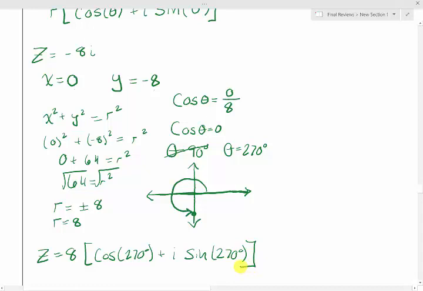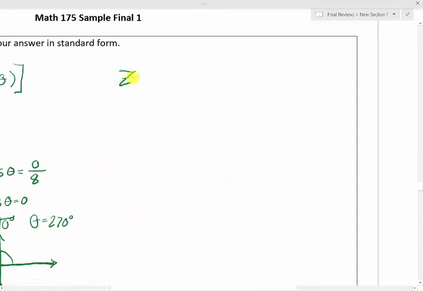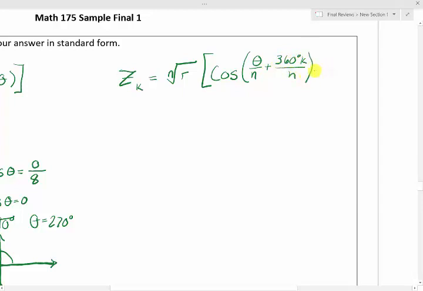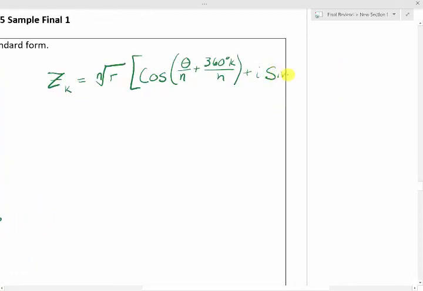This isn't actually what we need for this problem. We want to find the cubed roots. So we have to use our complex roots formula. So our complex roots formula is going to be z sub k equal to the nth root of r times the cosine of theta divided by n plus 360 times k divided by n plus i times the sine of the same thing. So of course we know what our r and our theta is. We need to figure out what this k and this n is all about.